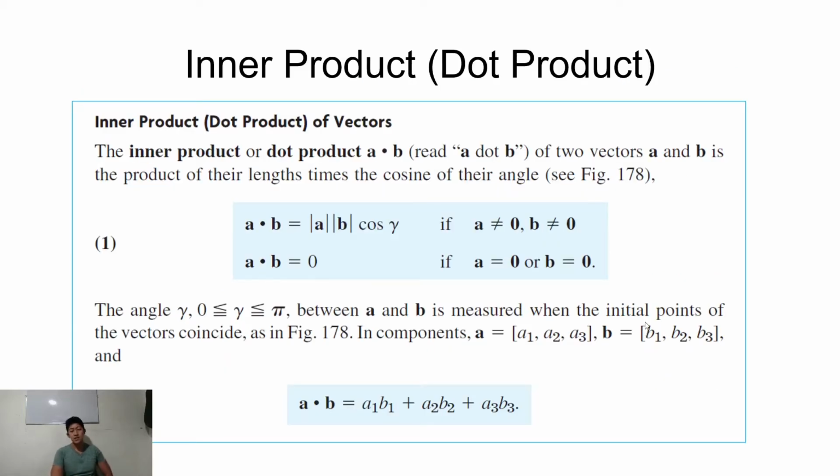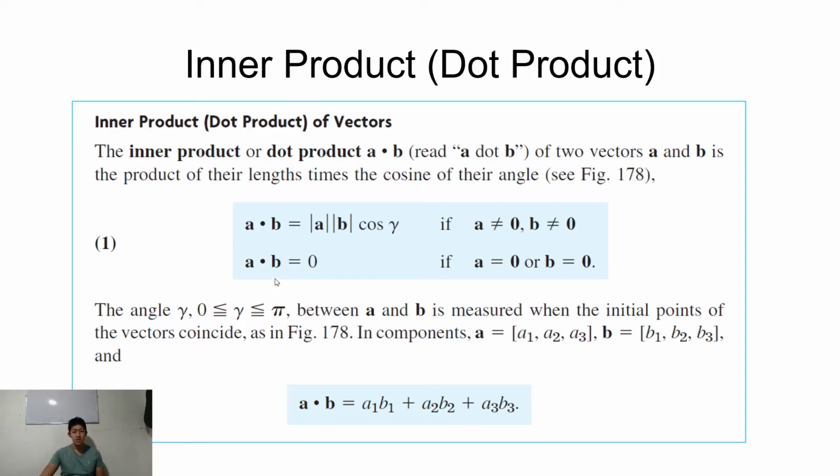Inner product. So let's proceed with the inner product, or what we call the dot product. Now, the dot product and the cross product are how you multiply vectors. When you say dot product, the dot product of the vectors is the product of their lengths times the cosine of their angle. So A dot B means multiply the lengths times the cosine of the angle between them.